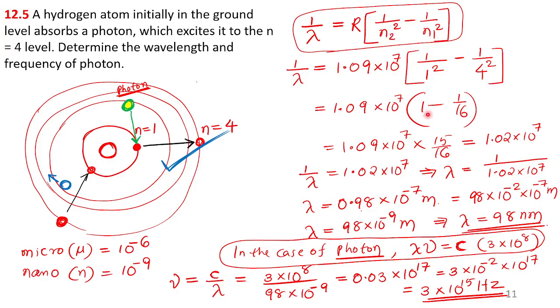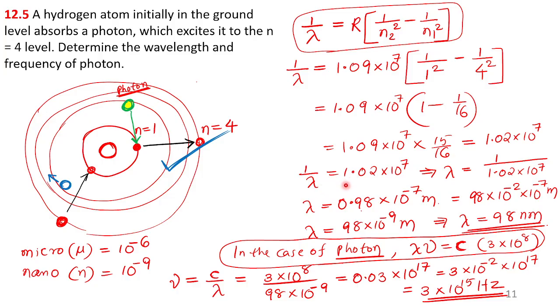Can I skip the calculation? 1 by 1, 1 by 16, that kind of calculation I don't want to discuss. So substituting the values, I will get 1.02 into 10 raised to 7. So 1 by lambda equals this. The left side is 1 by lambda. 1 by lambda equals 1.02 into 10 raised to 7. I want lambda, right? Clear?